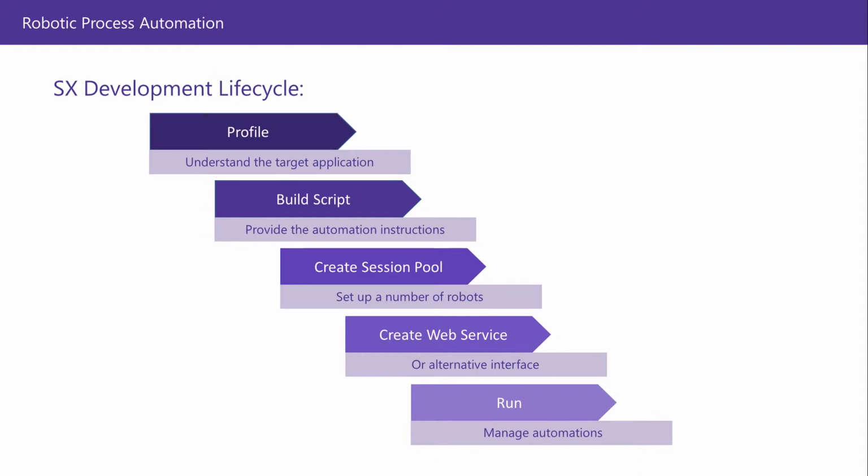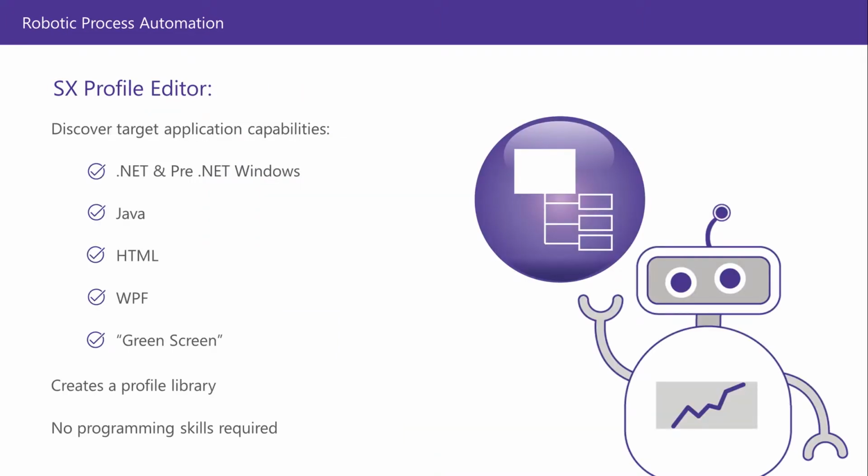Let's look at the stages involved in building the automation. The first thing that we must do is profile the application. Then we will build our script, and then we'll need to set up our bots, the virtual machines that will drive our application. We will need to configure our web service, and then finally run the process. Let's start our tour with a look at Profile Editor.